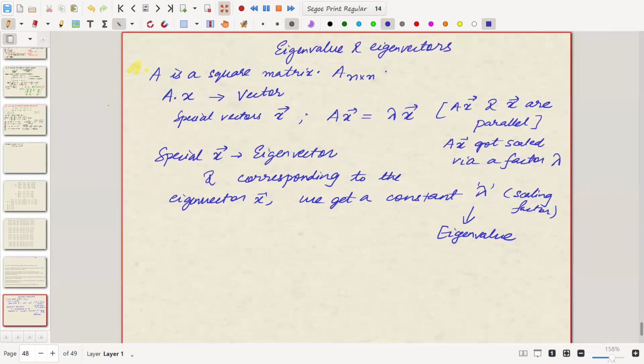Okay, so this is the motivation about eigenvalue. Eigen is a German word, and it means the scaling factor. It is not the full quantity, it is some part of the full quantity. That's what is known as eigenvalue.